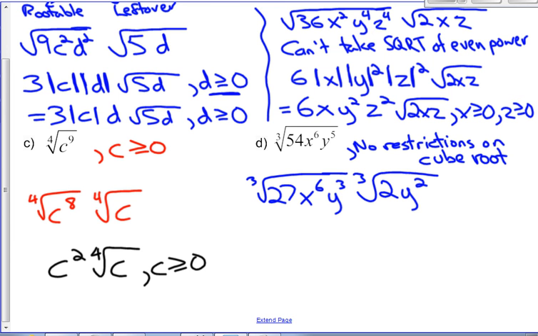Okay, and now all we do is evaluate this. Cube root of 27 is 3. Cube root of x to the 6 would be x squared. That's 6 divided by 3. Cube root of y cubed is just going to be y. And it leaves us with cube root of 2y squared. No restrictions.